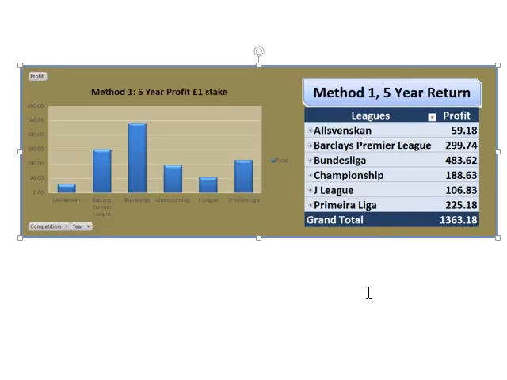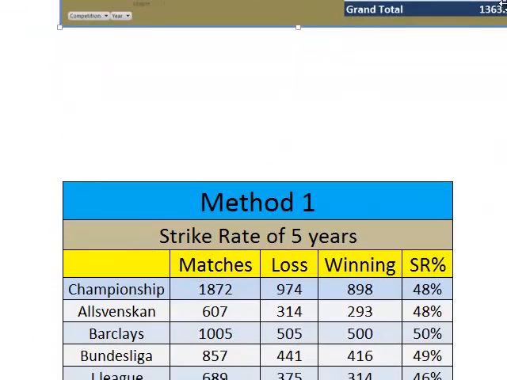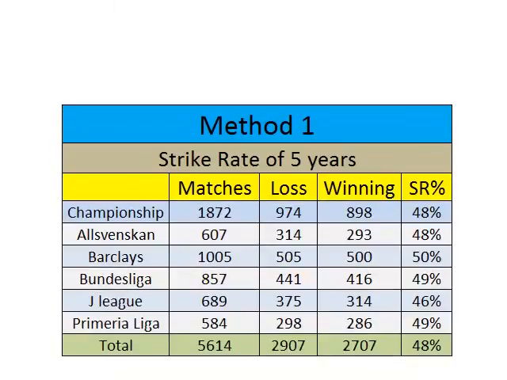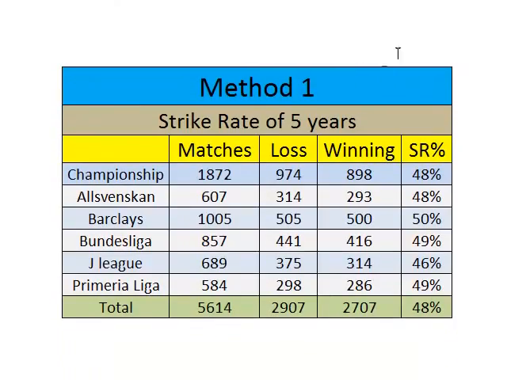There are 3 methods in the book to follow. Essentially, the selections in them are very, very similar. It's the way that you play the games that makes the difference in the returns that you're seeing. If we scroll down now, this is method 1 that we've just seen up there. These are the matches and the losses and the wins for those 6 leagues over the 5 years. And you can see we're running pretty close to a 48% strike rate in the match.